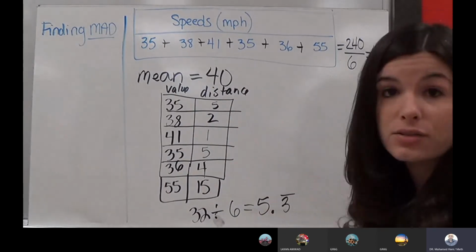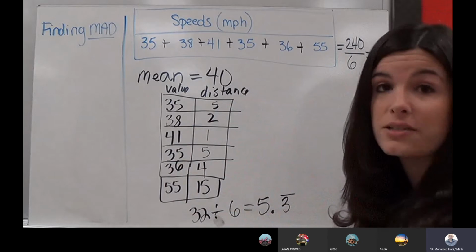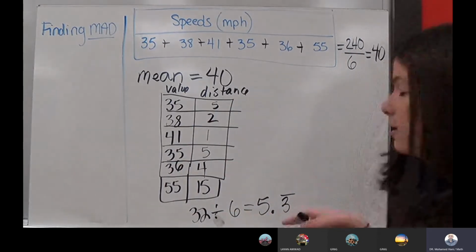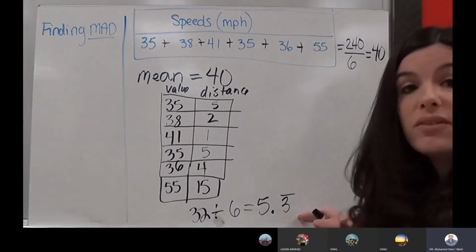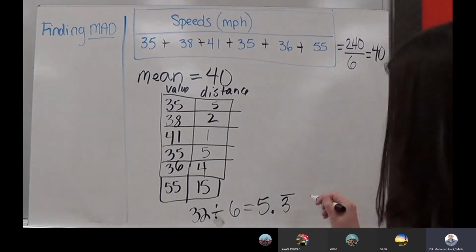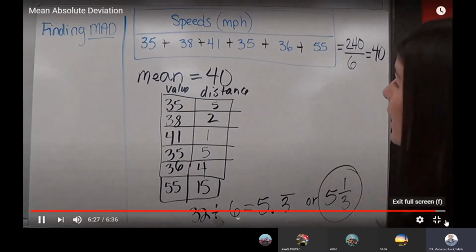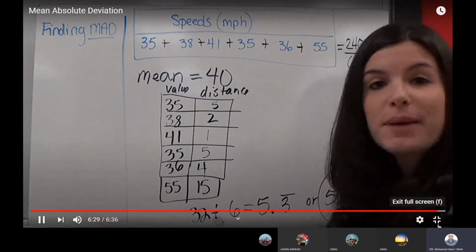And so you should leave your answer for the MAD as what the directions tell you. Sometimes they'll say round to the nearest tenth, which you would just put 5.3. Round to the nearest hundredth would be 5.33. Or you could write this as a fraction, which remember 3 repeating is 5 1/3. Okay, and that is how you find the MAD.